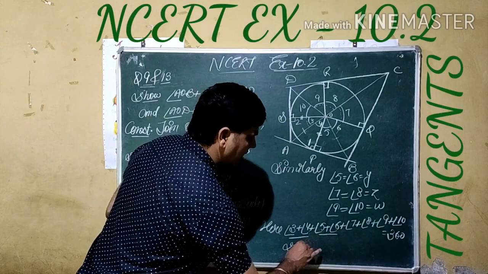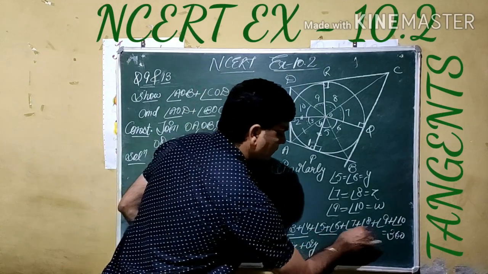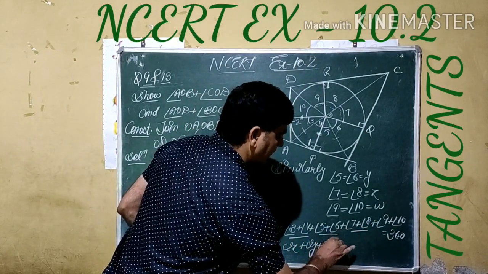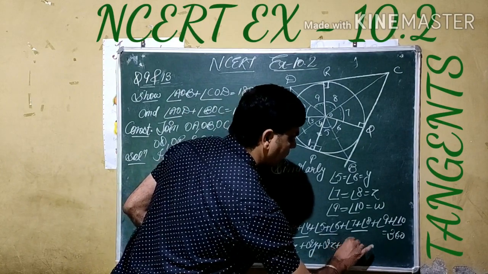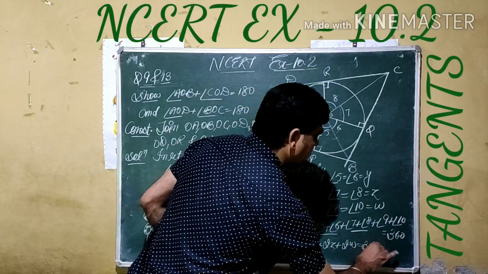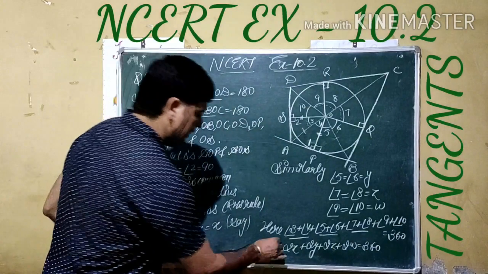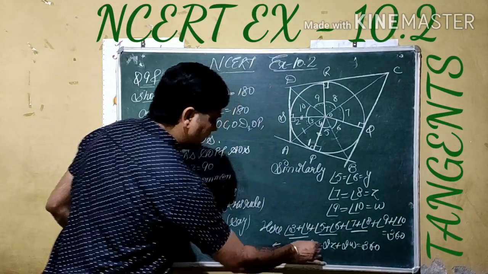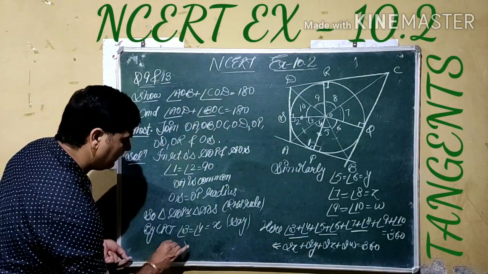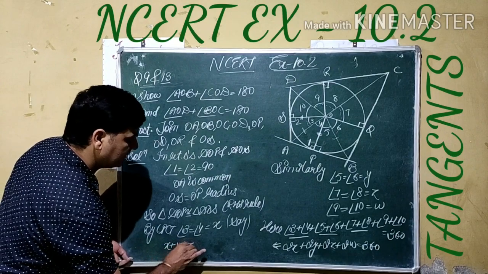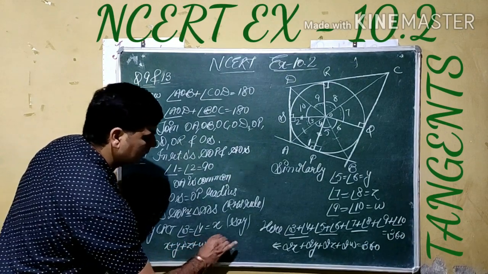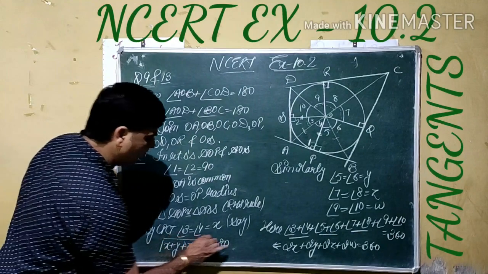It becomes double of Y. This value becomes double of Z. And the next one becomes double of W is equal to 360. Dividing by 2 throughout, we get X plus Y plus W plus Z. It gives us 180. Means sum of 4 angles.